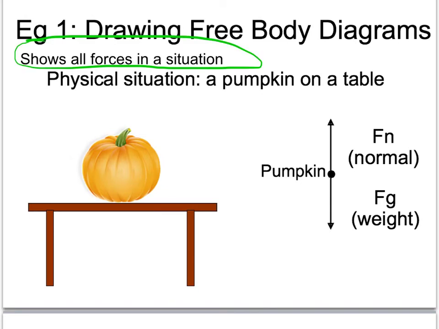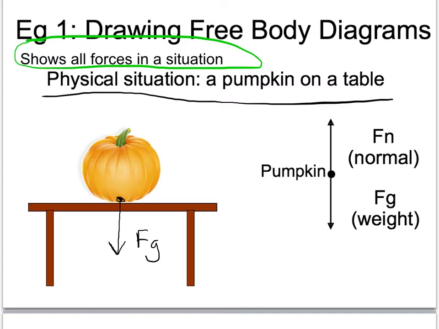I just added that definition to this slide. So a free body diagram shows all the forces in a situation. And because forces are vectors, the diagram also shows their direction. So consider the physical situation of a pumpkin on a table. Let's draw the forces. The pumpkin on the table will experience the force of gravity, or weight, and then it will experience a normal force from the table, which causes it to not fall down.